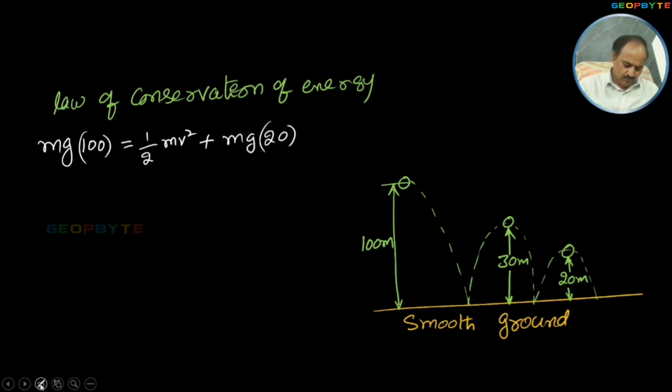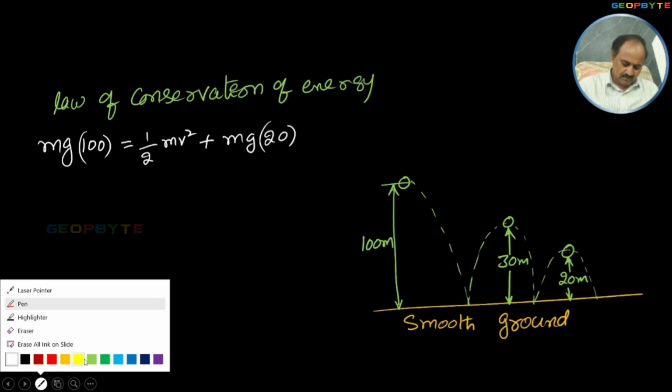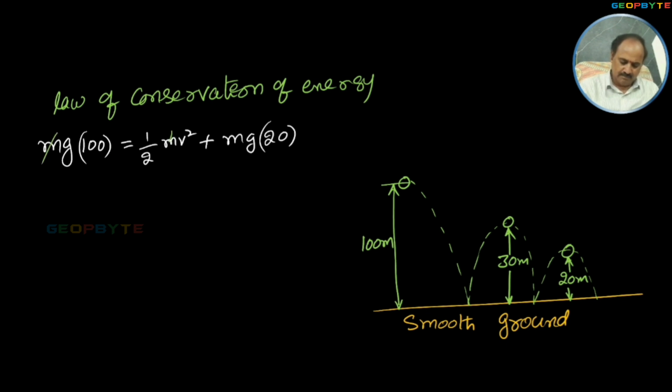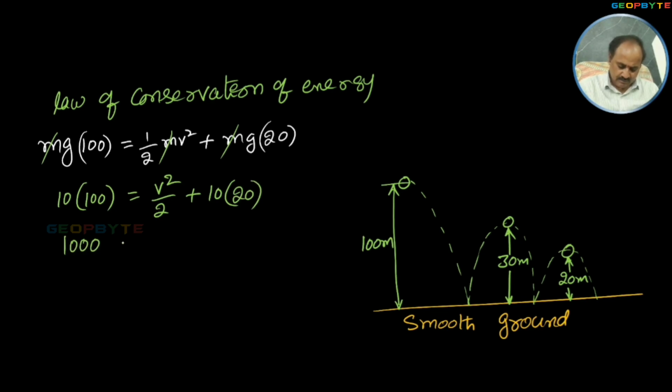Now that is the energy balance equation. You can cancel the m on both sides, m not g, m on both sides will be cancelled. Then g 10 into 100 equals v square by 2 plus g 10 into 20. Let us simplify it. It is 1000 equals v square by 2 plus 200.